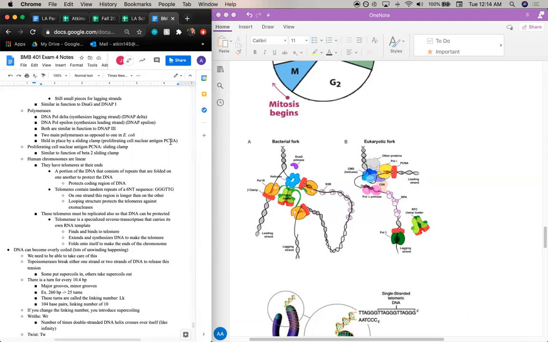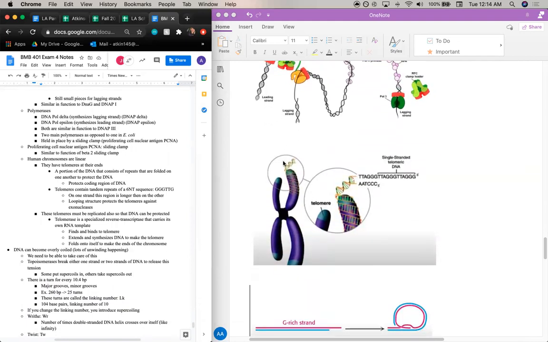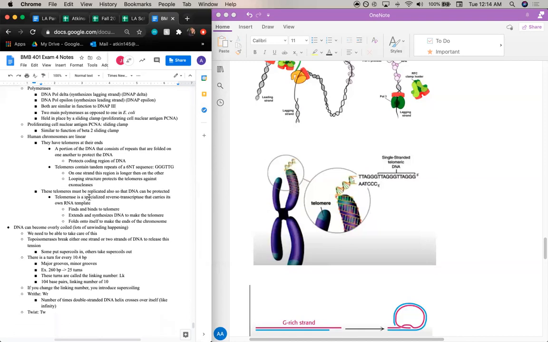Okay, so human chromosomes are linear, and that means they have these things called telomeres at the ends. A telomere is a portion of the DNA that consists of repeats folded on each other to protect the DNA. We can see in the figure they're folding on each other and wrapping around, protecting the end of that DNA. Telomeres contain tandem repeats of a 6 nucleotide sequence, GGGTTA. On one strand, this region is longer than on the other, and the looping structure it forms protects the telomeres against exonucleases. So they can't be cut away, and they protect that DNA. These telomeres must also be replicated so that DNA can continue to be protected.